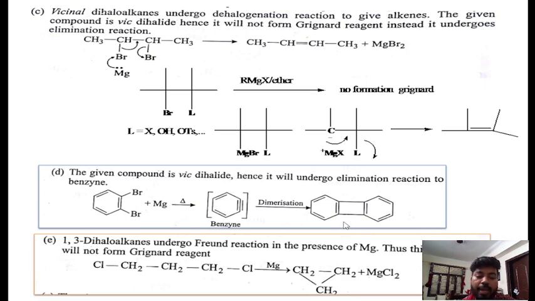What about 1,3-dihaloalkane? It is a Freund reaction in the presence of magnesium. The 1,3-dihalo compound in the presence of magnesium gives a cyclic compound, the cyclopropane product, formed instead of Grignard. So it is clear that 1,2-dihalo and 1,3-dihalo compounds do not give Grignard.